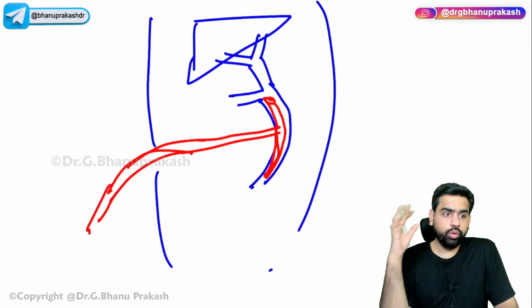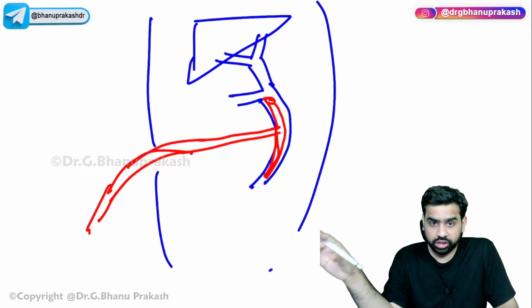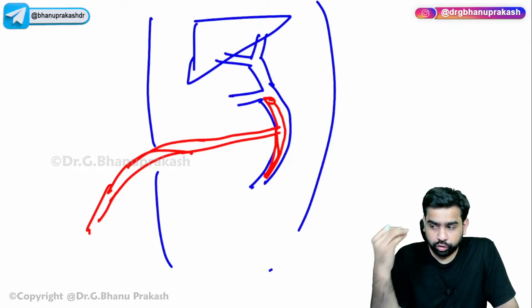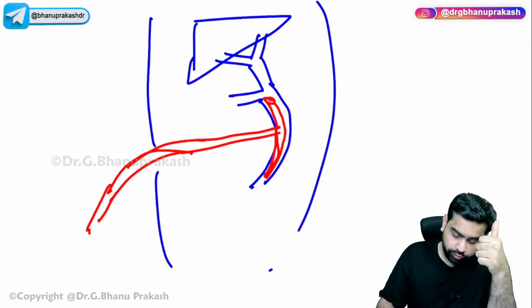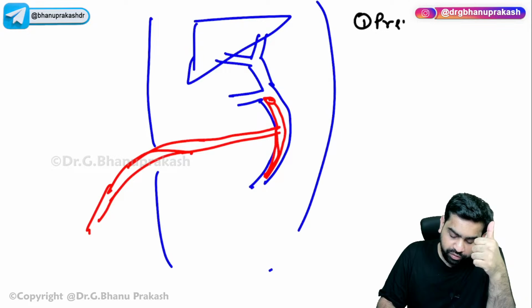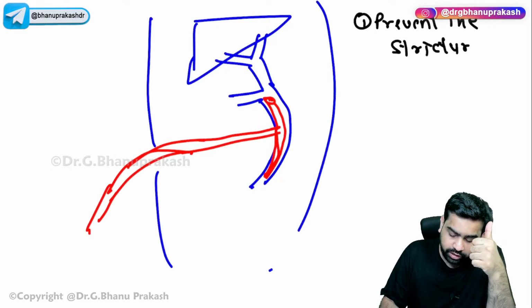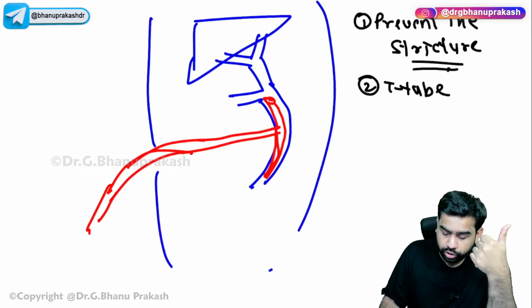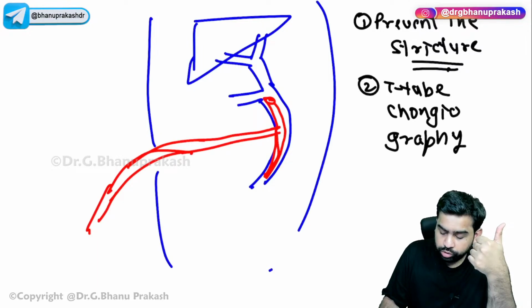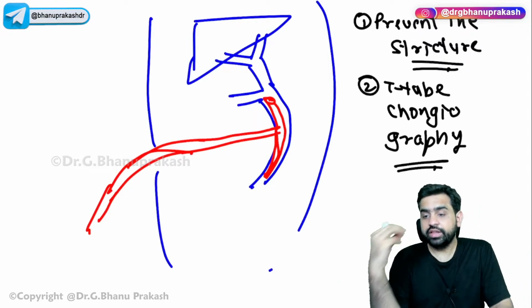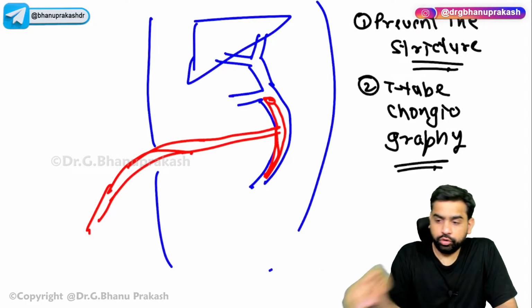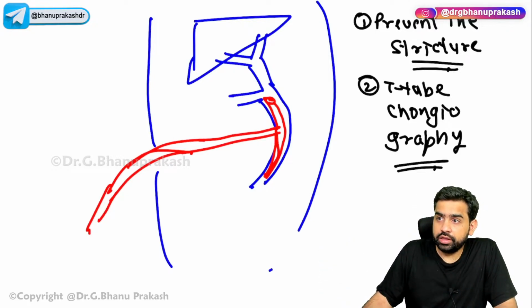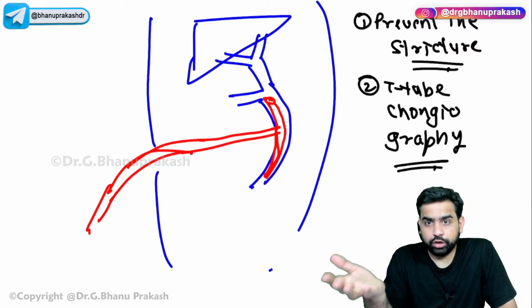Why do you want to keep that T-tube inside the common bile duct? Because of two things. One is to prevent stricture formation. The other is that you want to perform the T-tube cholangiography. Why? Because you want to see whether you left behind some stones or not. Are you understanding my point? That is the reason why you have to perform a T-tube cholangiography in these patients.